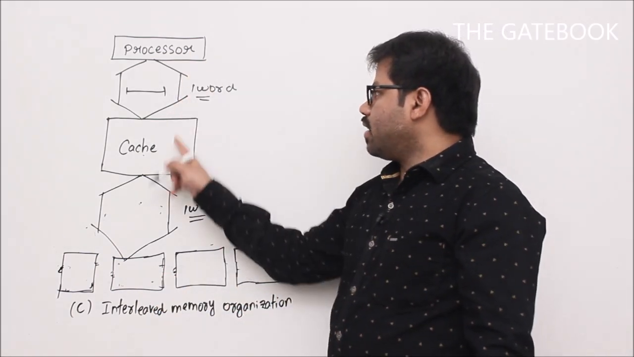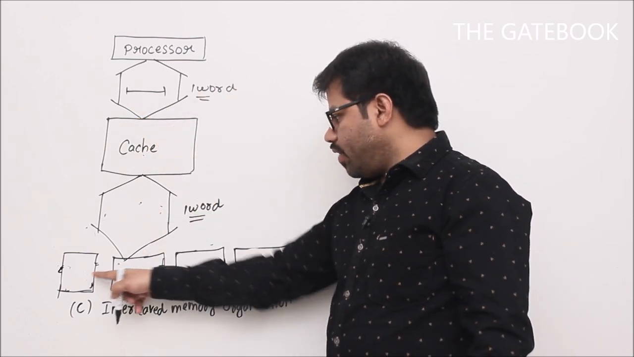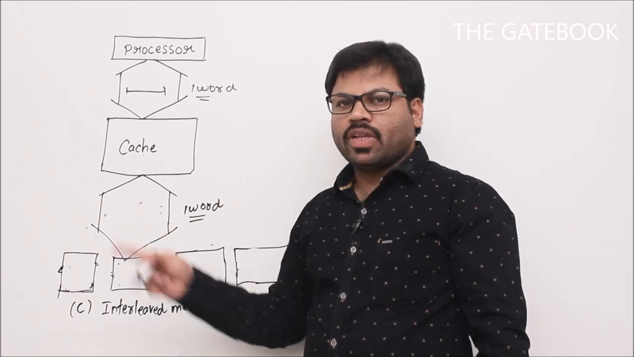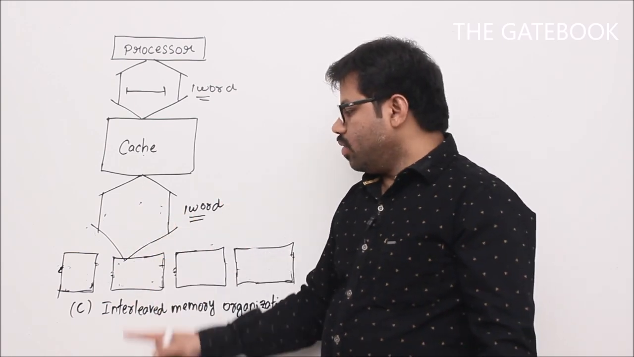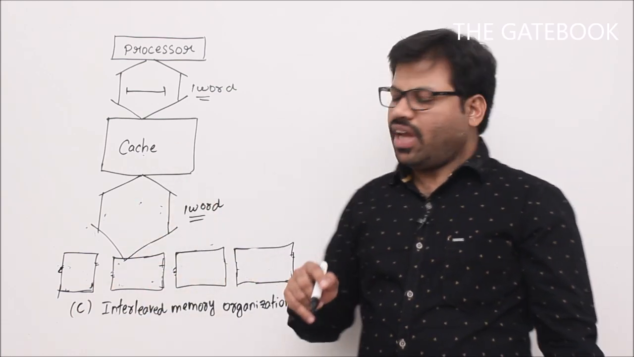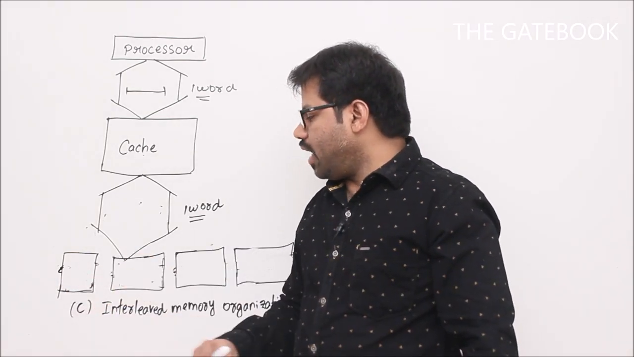So processor to cache, let's say the bus width is 1 word. Cache to each and every bank, the bus width is only 1 word. We have only 1 bus. At any time, one of the banks can utilize this bus. Understand? Now we have some extra circuitry, so because of that, it will be achieved.